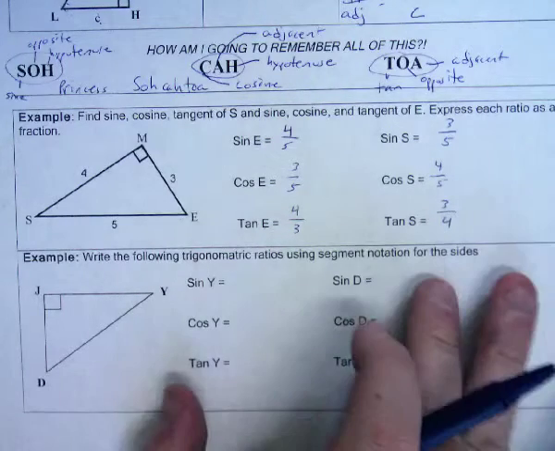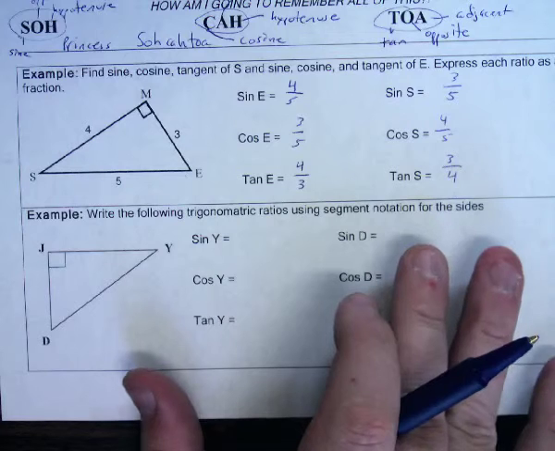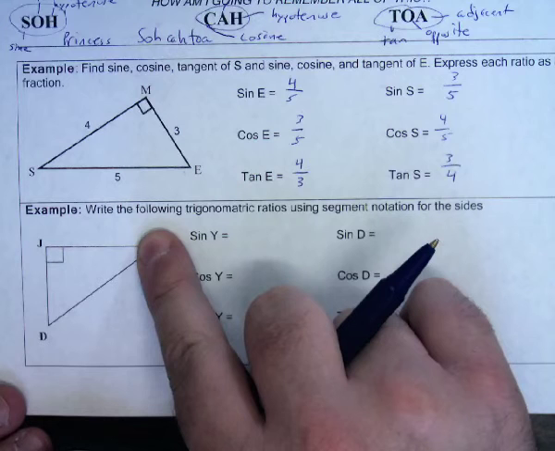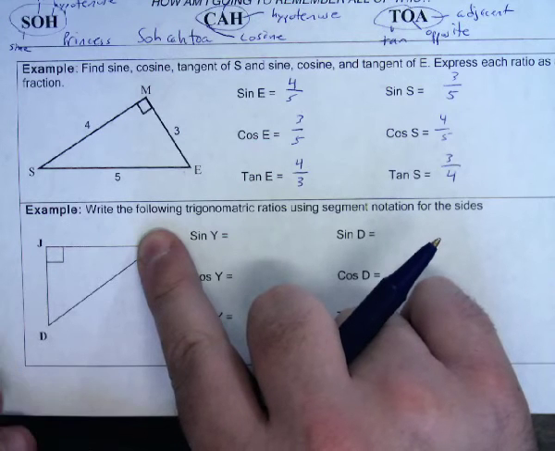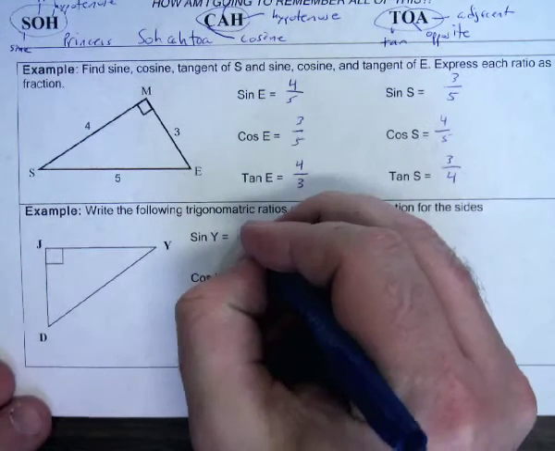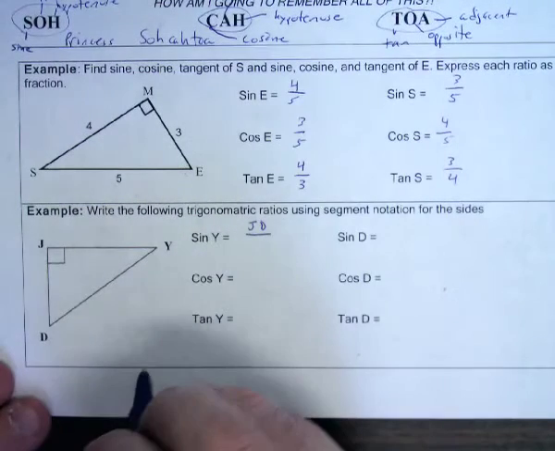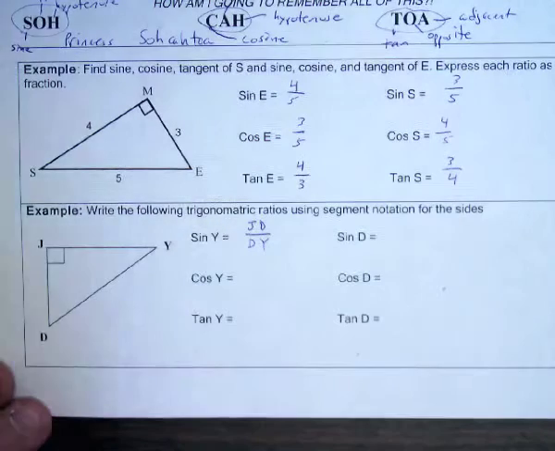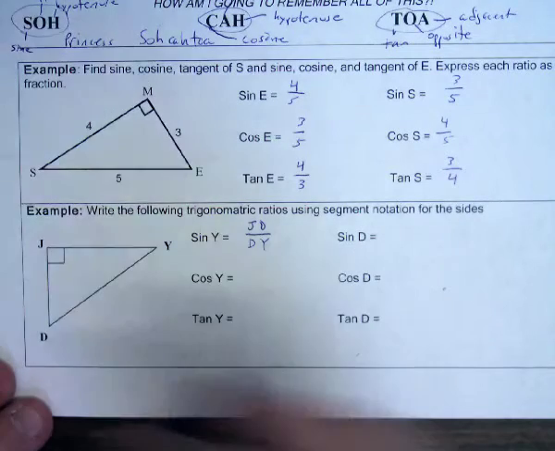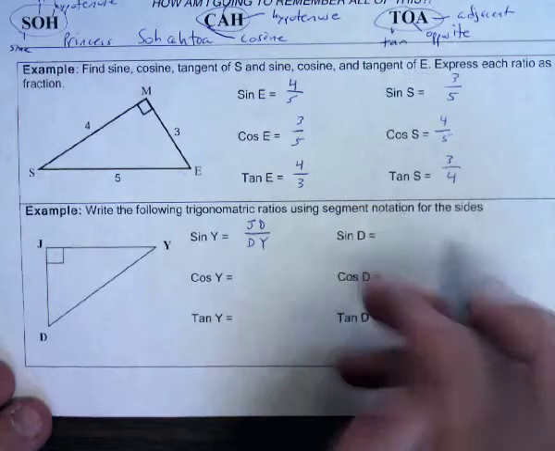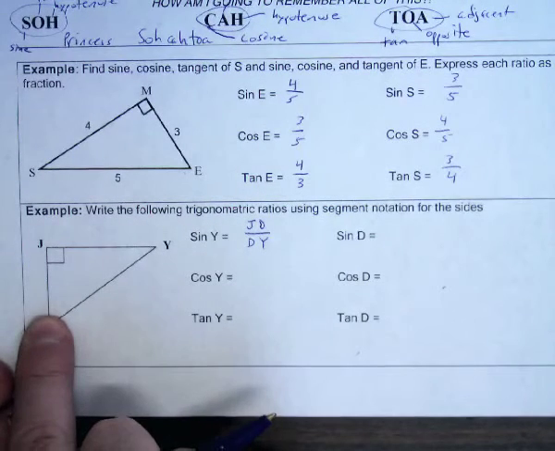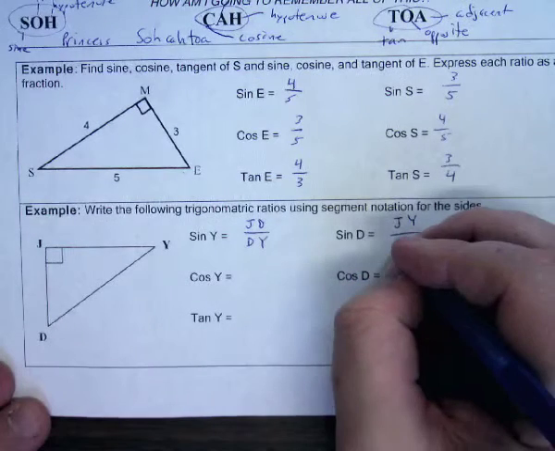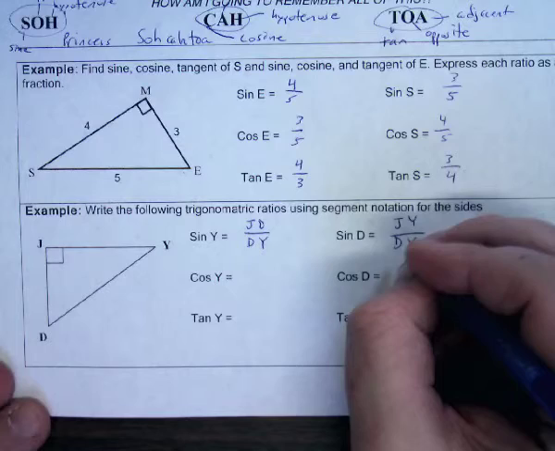For this last part, we were asked to use segment notation for the side. So sine of Y, so this is opposite. What side is opposite of Y? It's the JD side. So it's JD. And then what is the hypotenuse? The hypotenuse is DY. And if I take sine of D, that's down here, the opposite becomes JY over DY, because the hypotenuse is still the same.